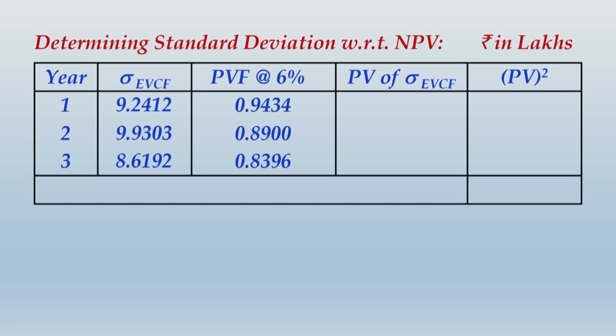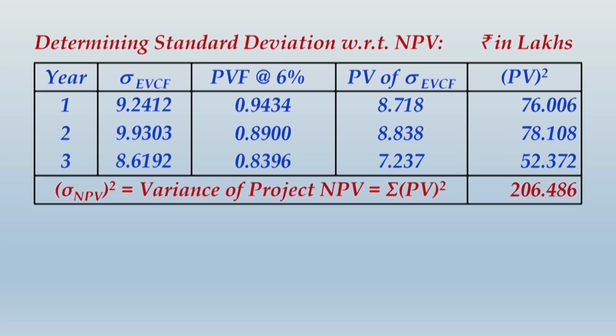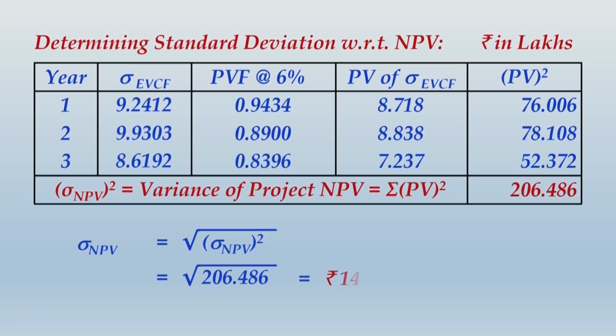present value factors at 6% and then take the present value of standard deviation with respect to EVCF. Thereafter you apply the squared value of the present values, and the aggregate of this squared value of present value, that is summation of PV square, would give you the variance with respect to NPV. Taking the standard deviation of NPV would require the square root of the variance, and that would be rupees 14.3696 lakhs. So please write up this entire calculation and then I take you ahead.